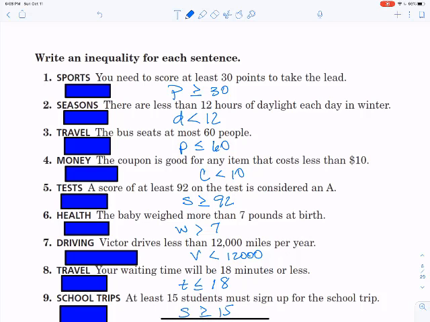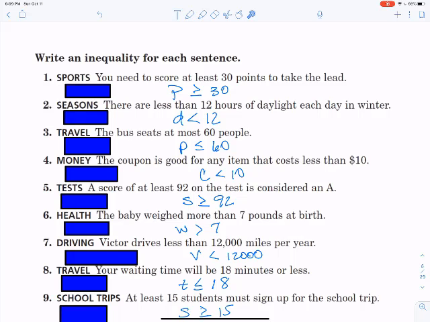Okay, here's part 2 of our lesson to solve and graph one-step inequalities. Now, I told you we would go over the answers to the questions I gave you in the last one, so let's do that. So number 1 says you need to score at least 30 points to take the lead.